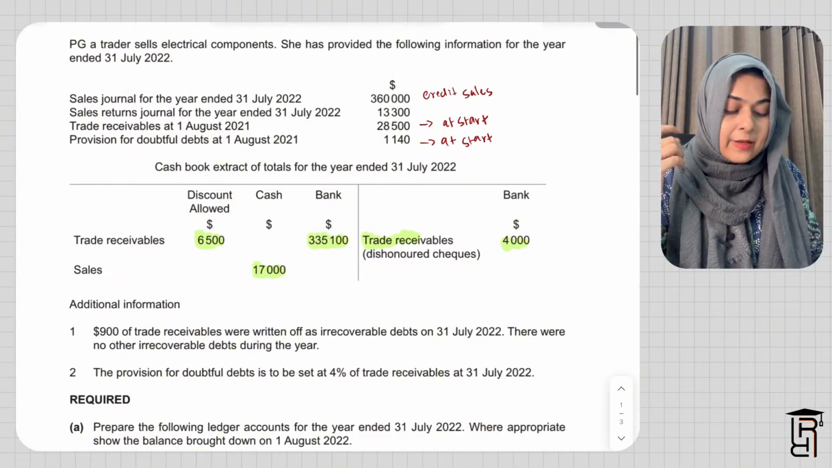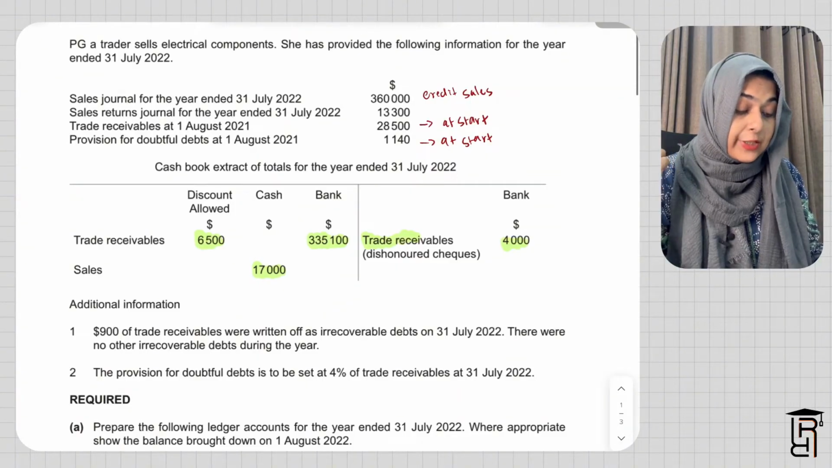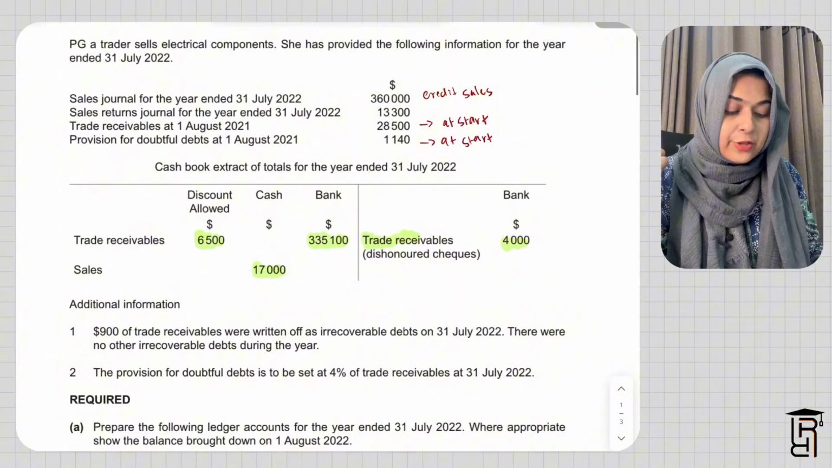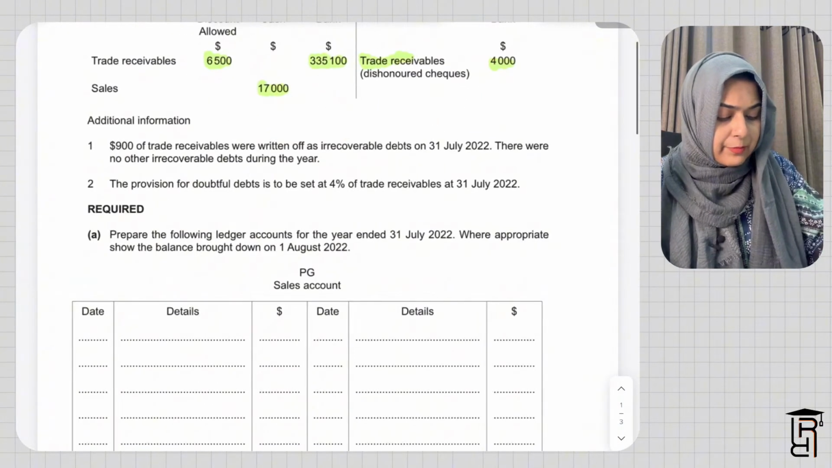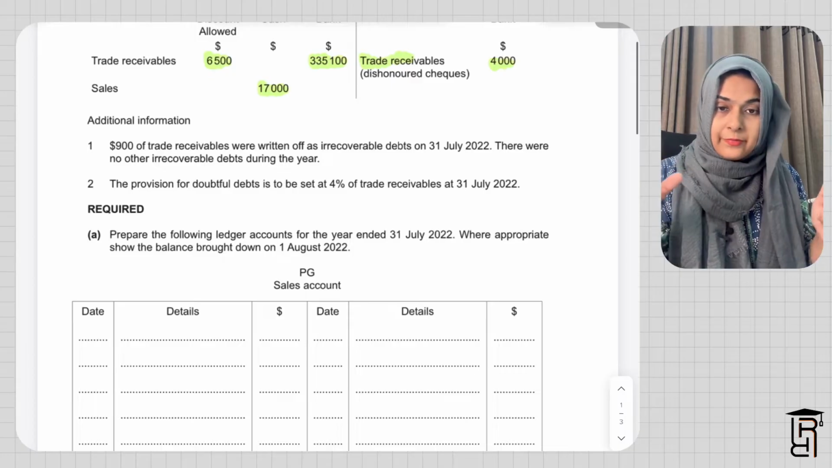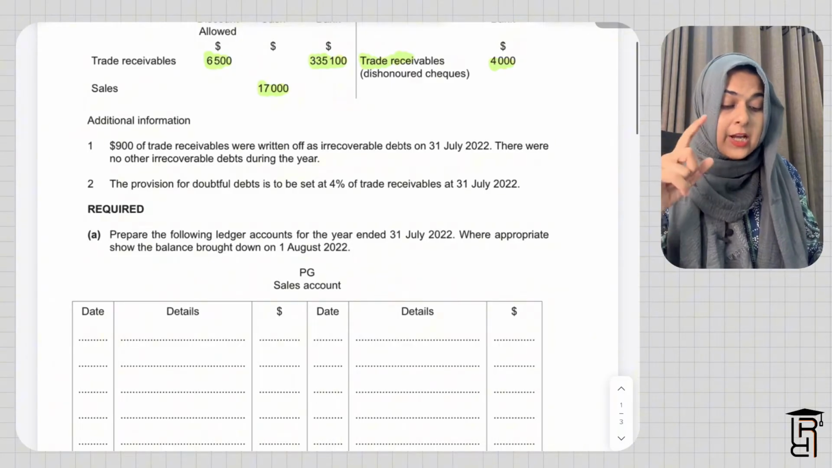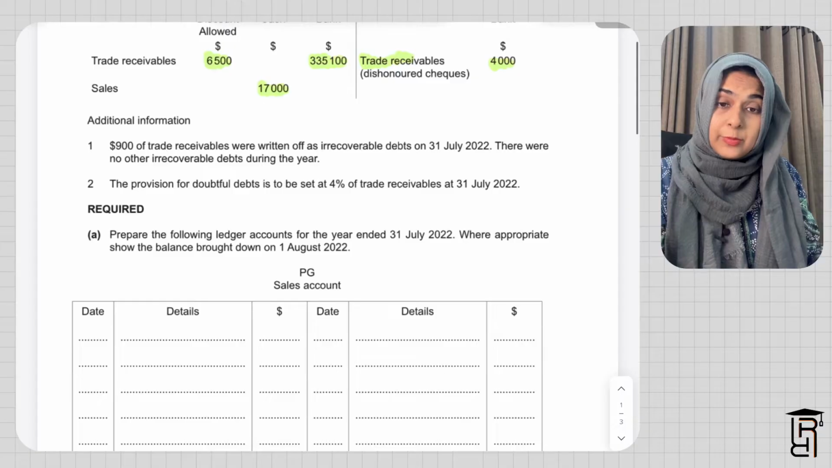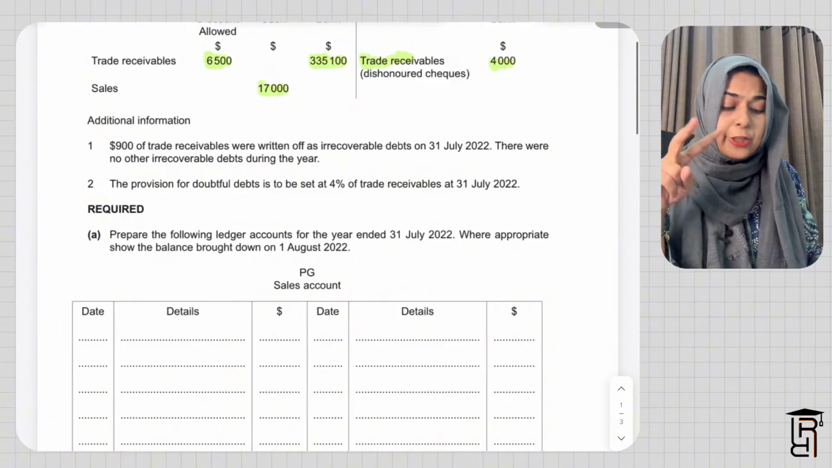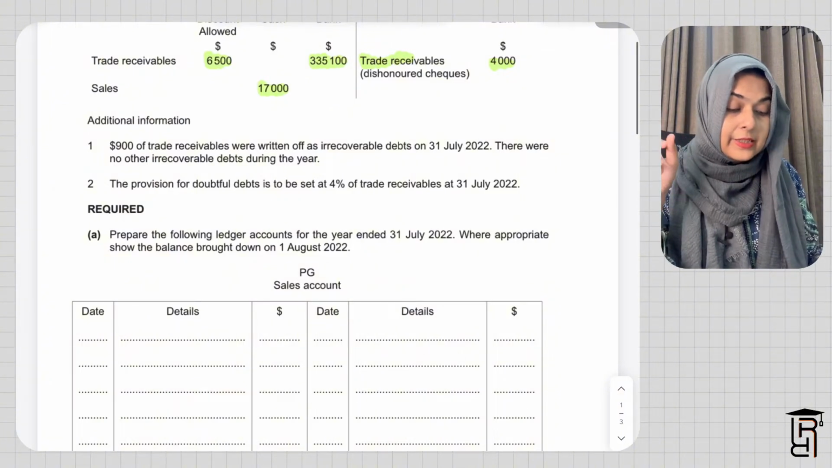In the requirement, they are saying prepare the following ledger accounts for the year ended 31st July 2022, where appropriate show the balance brought down on 1st August 2022. On top here they've written PG. This is PG's ledger in which you need to make the sales account. Sales is always credited because sales is an income account. So you need to record two types of sales here. One is the credit sales and the other is the cash sales.